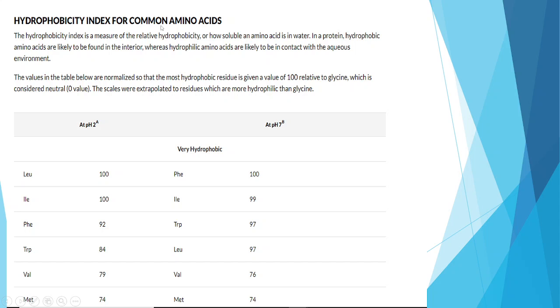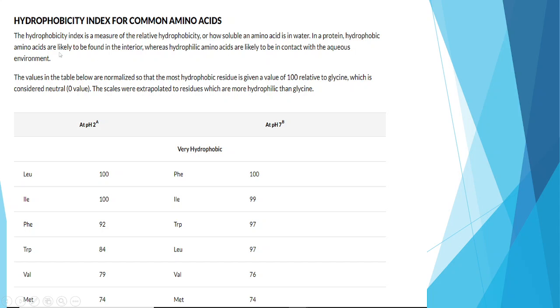हाइड्रोफोबिसिटी इंडेक्स फॉर कॉमन अमीनो एसिड्स, ये जो आगे 2-3 स्लाइड्स में मैं दिखा रही हूँ आपको, ये सिग्मा एल्ड्रिच के वेबसाइट से ली गई है और ये आपके याद रखने के लिए है कि कैसे अमीनो एसिड्स में इंक्रीजिंग और डिक्रीजिंग ऑर्डर ऑफ हाइड्रोफिलिसिटी और हाइड्रोफोबिसिटी आपको पहचाननी है या याद रखनी है. So hydrophobicity index is a measure of relative hydrophobicity or how soluble an amino acid is in water.